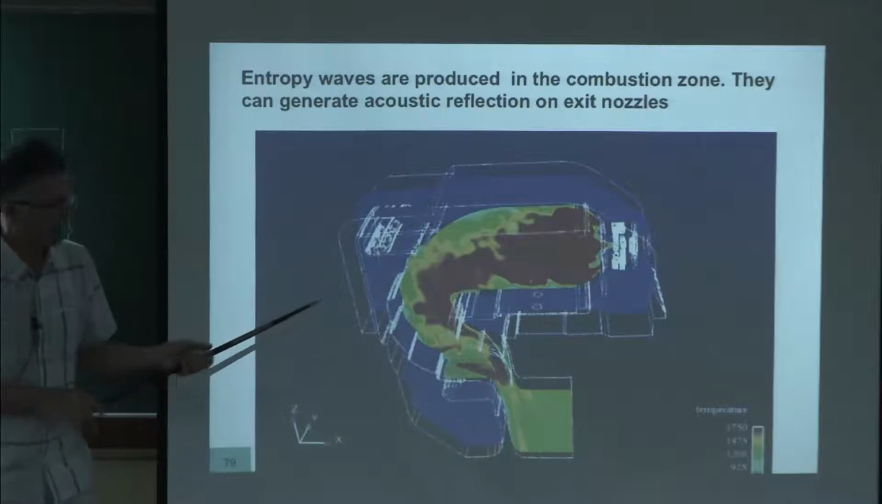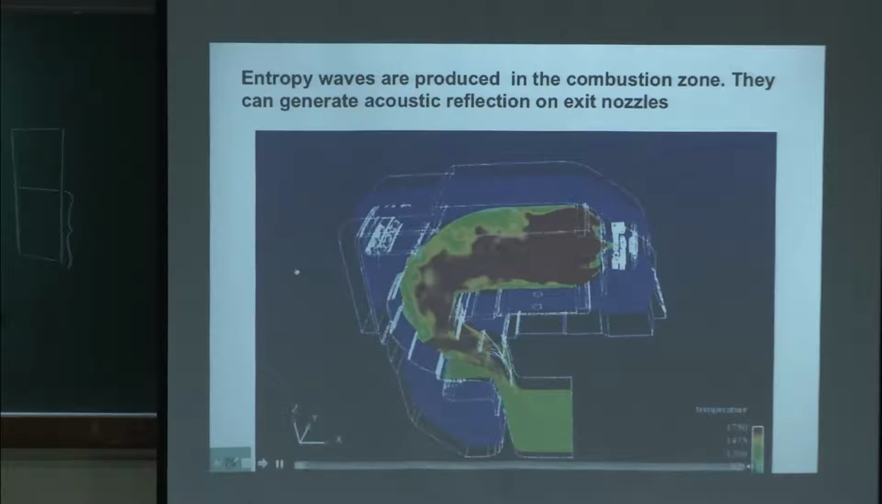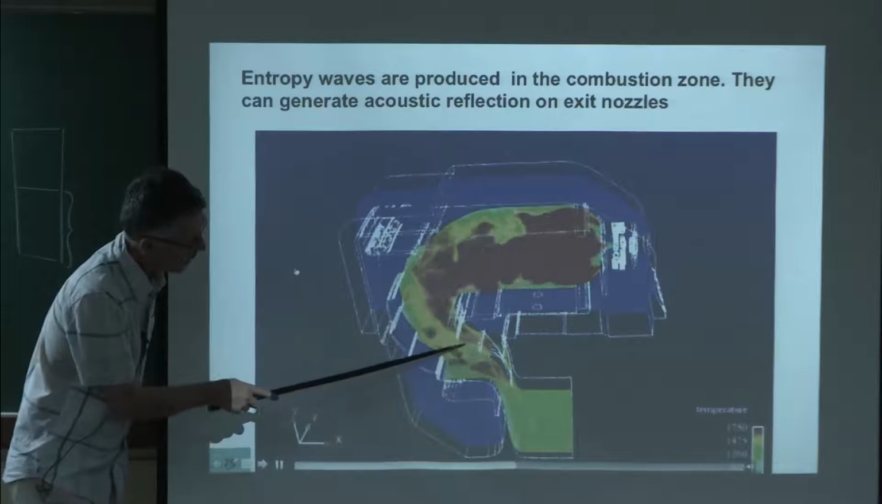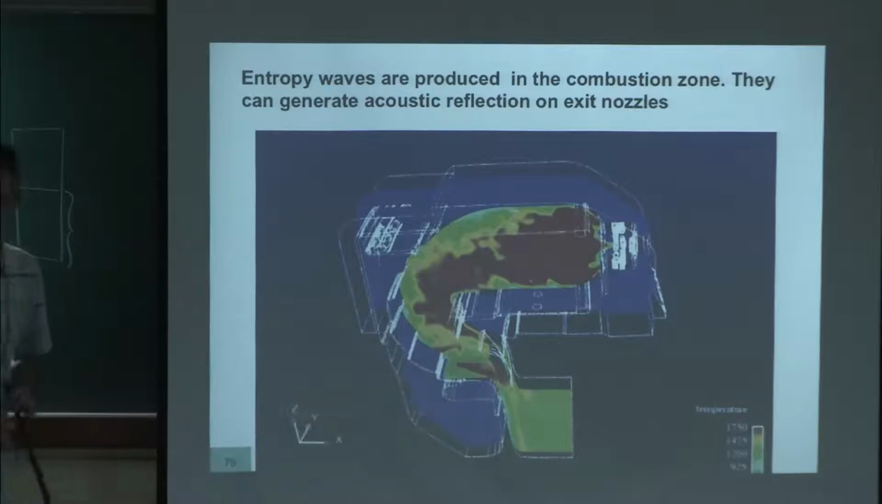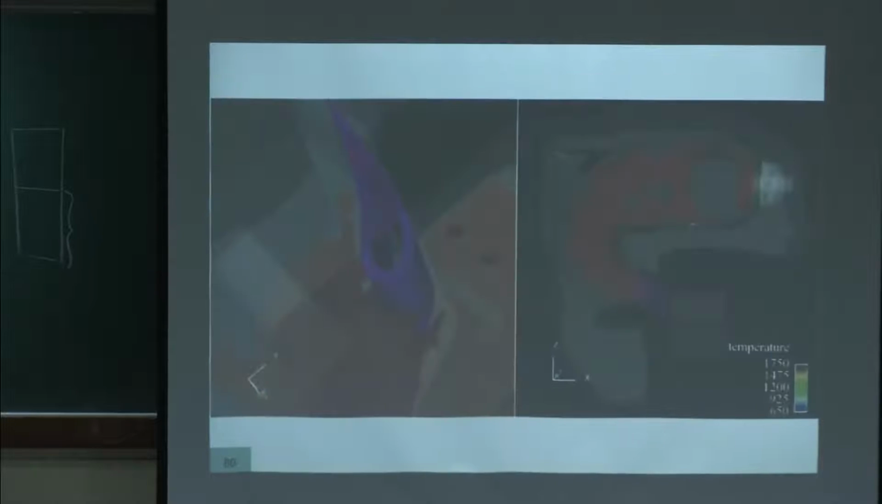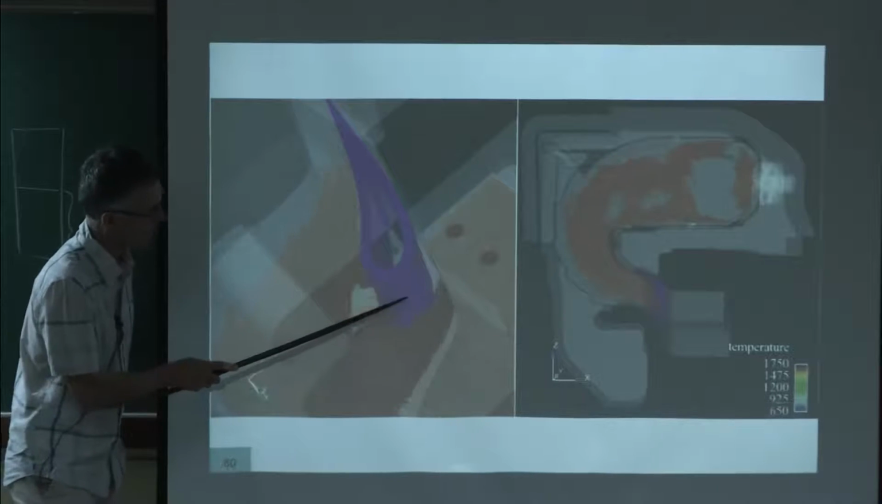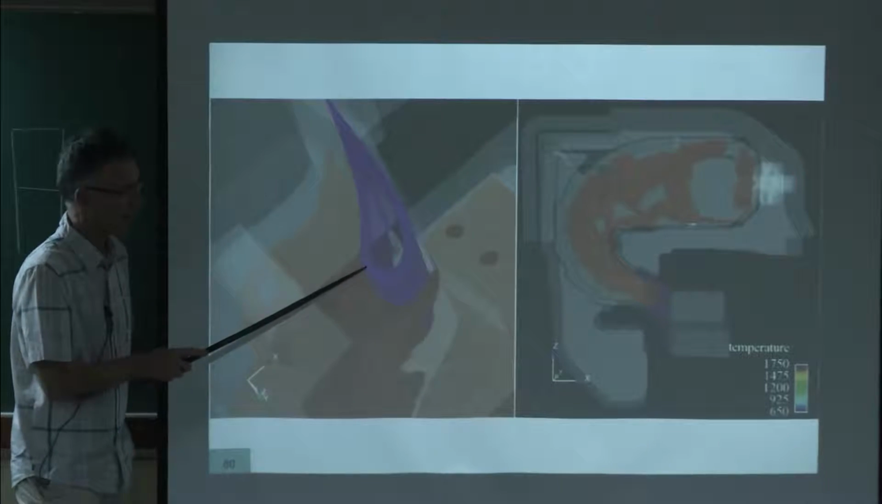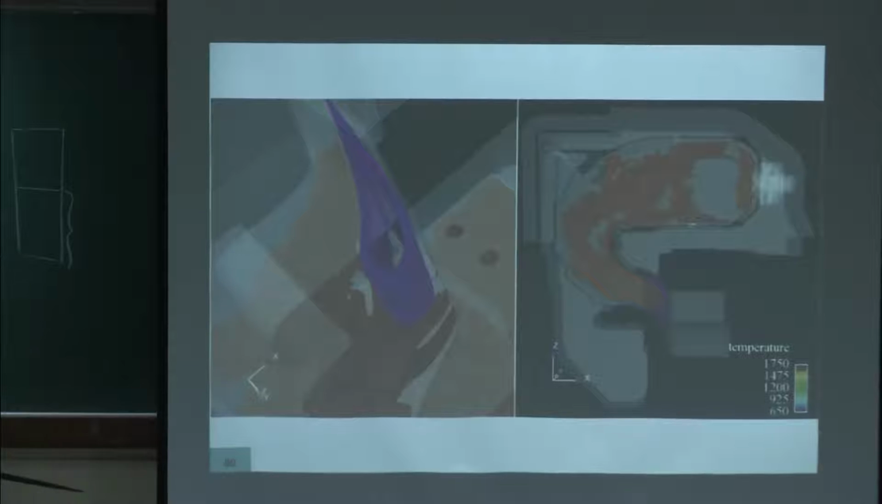So in this case, you can see that there are many moments where you create hot pockets, and these hot pockets hit here the outlet blade. And when this happens, they will make noise. You don't see the noise on this movie because you would need to look at pressure, but every time these temperature waves hit a blade, they create reflected noise. And this reflected noise is going to be a problem.